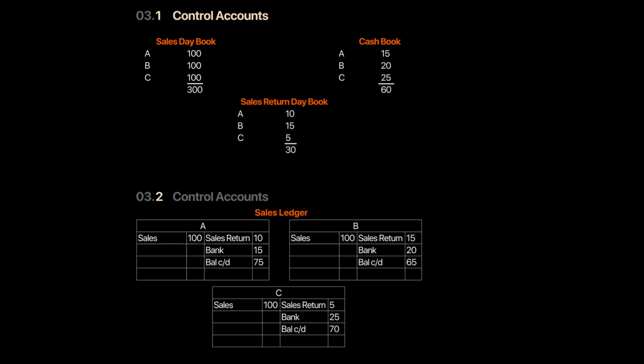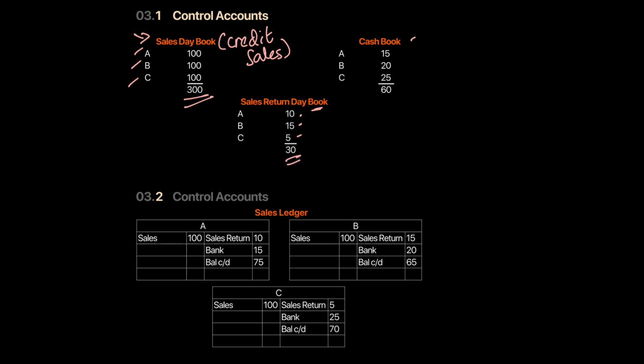So let's say there's a firm and they sold goods to three different customers over here, A, B, and C. I've just made it simple over here. In the sales day book, remember that's your day book where you record your credit sales, all the credit sales are recorded over here. They sold goods worth 100 to A, 100 to B, and 100 to C. So the total sales were 300. Then you have your sales return day book, for any goods that were returned by them. So let's say A returned goods worth 10, B returned goods worth 15, and C returned goods worth 5. Total sales return was 30.